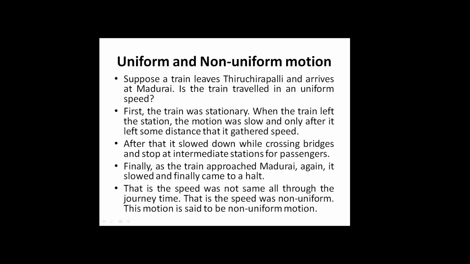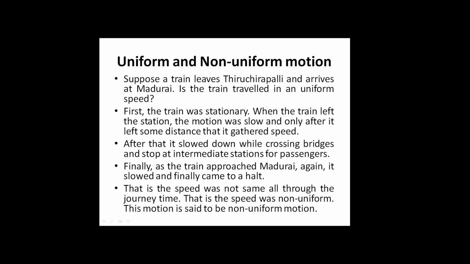Uniform and non-uniform motions. Suppose a train leaves Tiruchirappalli and arrives at Madurai. Did the train travel at a uniform speed? First, the train was stationary. When the train left the station, the motion was slow, and only after it had covered some distance did it gather speed. After that, it slowed down while crossing bridges and stopped at intermediate stations for passengers. Finally, as the train approached Madurai, again it slowed and finally came to a halt.